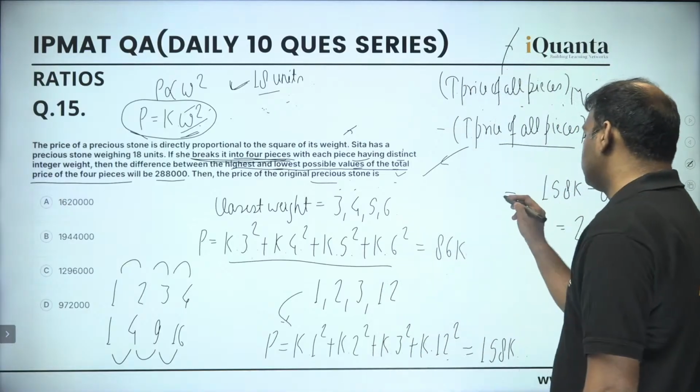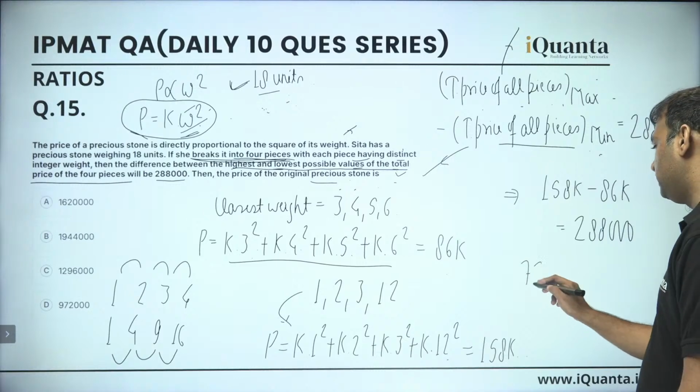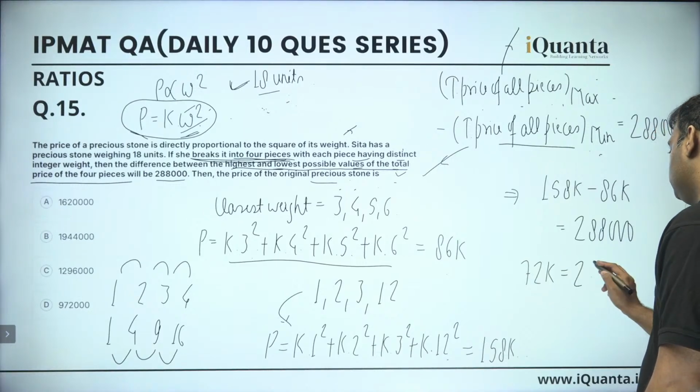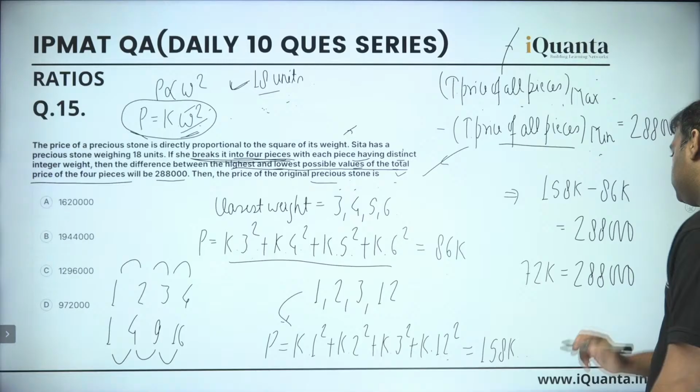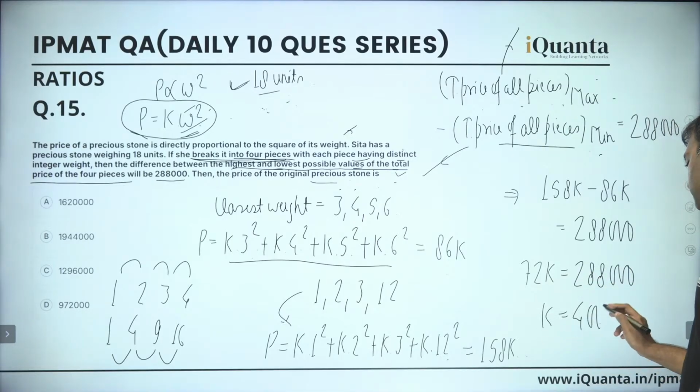Okay, now guys, if you try to solve this, this is 72k equal to 288,000, right? So 72 can be cancelled, so it should be 4,000. The value of k is 4,000.